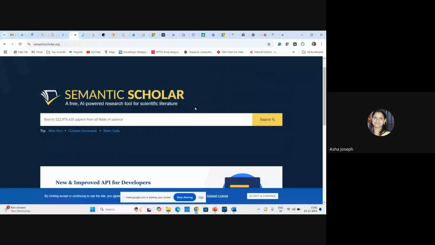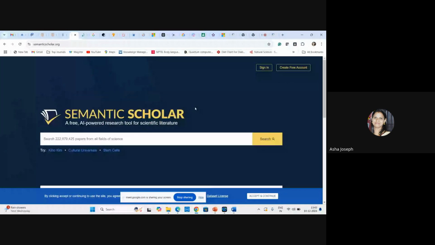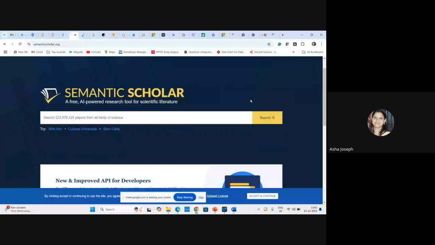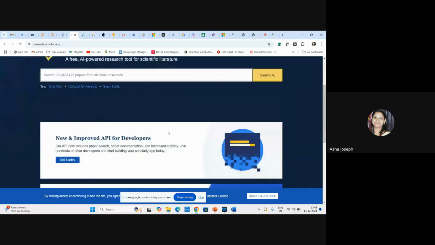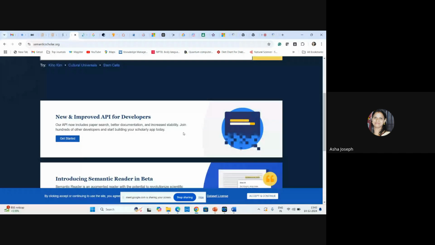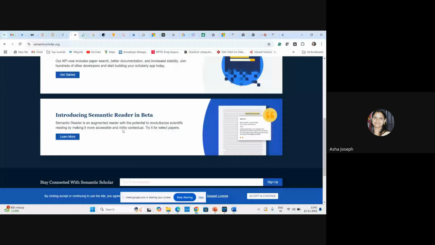So this is Semantic Scholar. You can create a free account here, sign in, and search for papers. Here the current number they have given is 222,879,425 papers from all the different fields. There is also a new improved API for developers available.